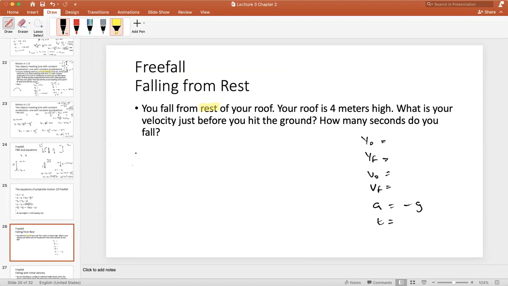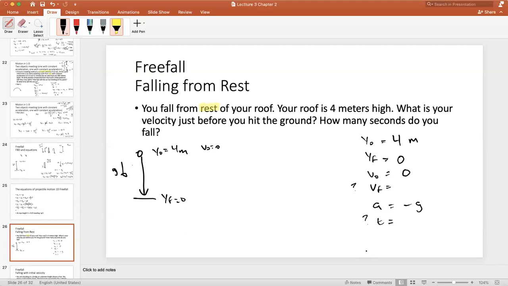So in our picture, we know that y final is 0, and we know that y initial is 4 meters, and we know that v initial is 0, and we know that a is negative g, and that's all we need to write down. We want to find v final. Y initial is positive 4 meters, y final is 0, you're falling down. V initial is 0. V final, I don't know, I want to solve it, and t I want to solve.